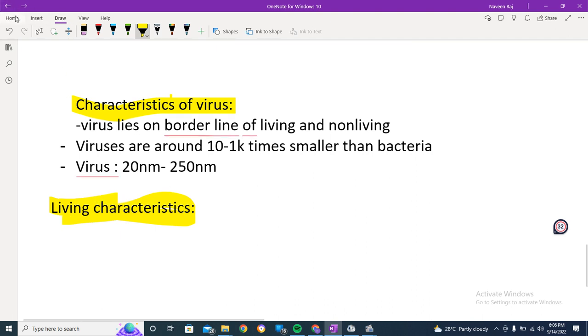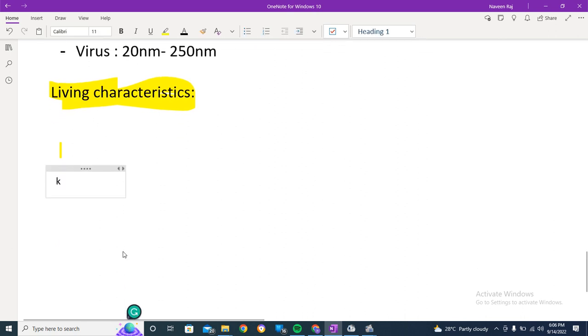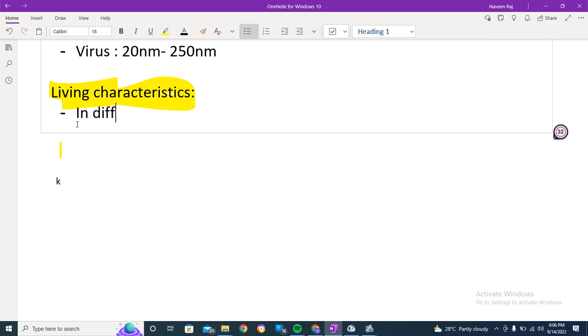The living characteristics would be like this: viruses come in different natural varieties, or strains. This is a property of living organisms, that they do exist in varieties. We have got humans, every human is different. And we have got animals, there is a variety of animals. So we have also got a variety in viruses, on the basis of strains.